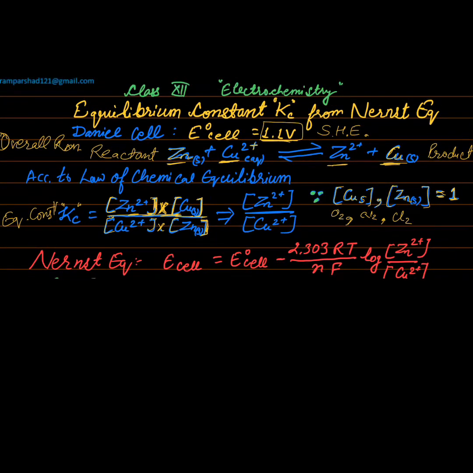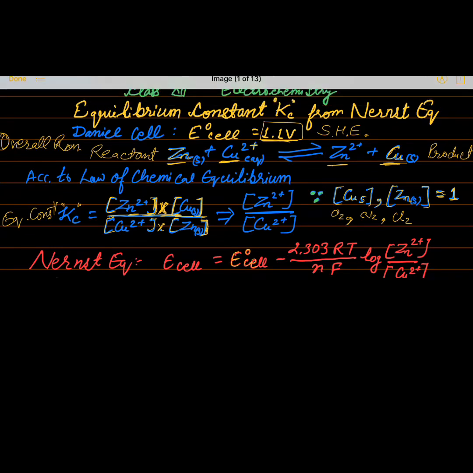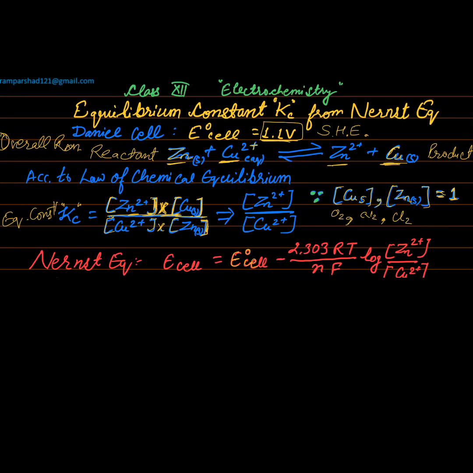So according to the Nernst equation, I have written with the red text, you can see it. Nernst equation: E of the cell, EMF of the cell, or we can also say cell potential at any concentration, is equal to the standard reduction potential of the cell. This is the standard reduction potential. We are taking the example of the Daniell cell. So here its value is 1.1.